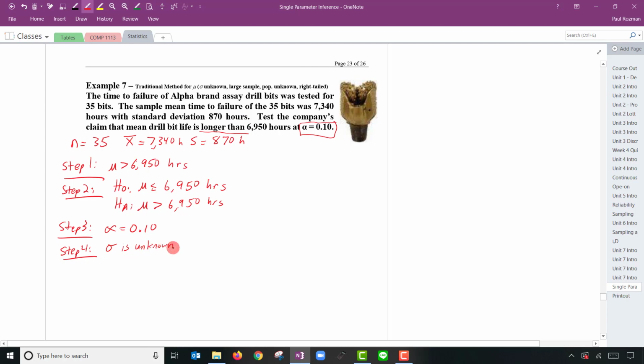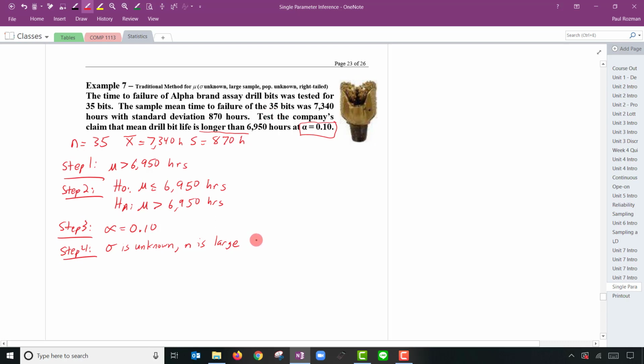Which makes sense, since if we don't know what the mean is, how do we know what sigma is? N is large, so we don't even care what the distribution is. We don't need to construct some sort of normal probability QQ plot to determine whether these 35 values are normal or not. Basically, the central limit theorem says, well, as long as we're over 30, we're good to go.